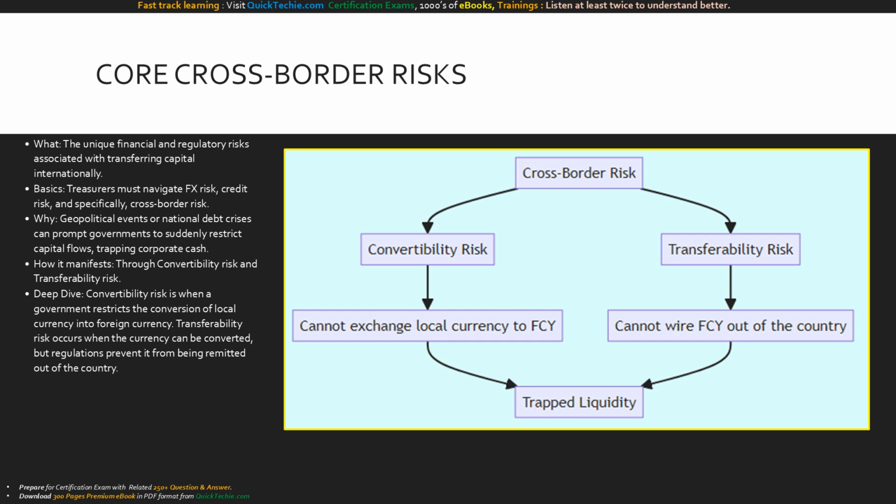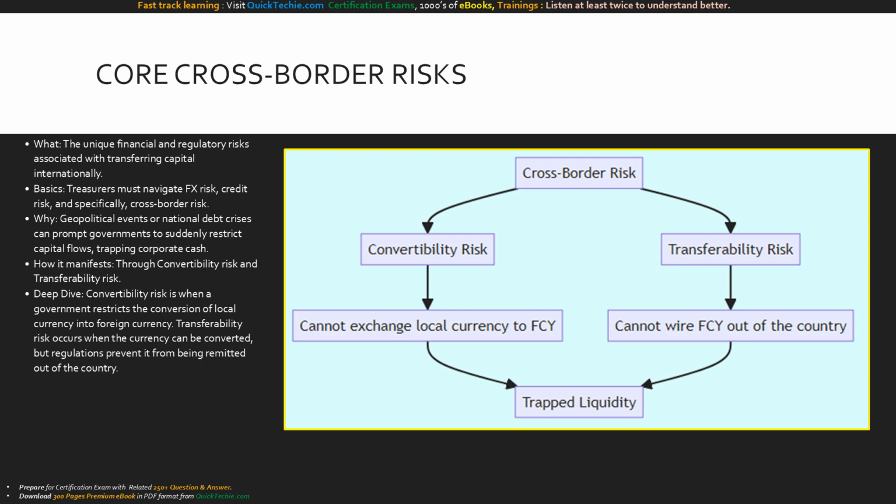For our deep dive, let's distinguish the two. Convertibility risk occurs when a government bans the exchange of local currency into a foreign currency, like US dollars. Transferability risk is different. You might have the US dollars in your local account, but a new regulation suddenly prevents you from wiring that money across the border to your parent company. A strategic treasurer must plan for both.